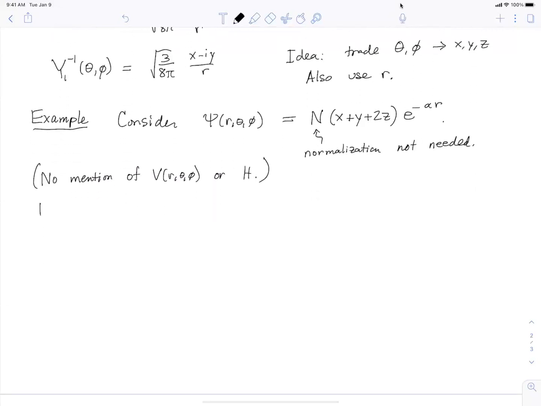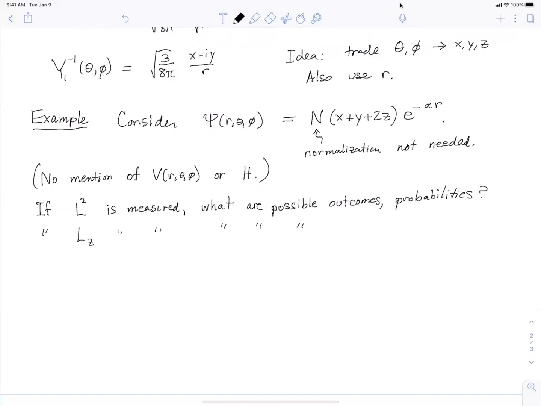The problem is, suppose I measure angular momentum. Let's say I measure L squared. The classic question in quantum mechanics is what are the possible outcomes that I could get by doing that measurement, and what are their probabilities? And then I'm going to answer the same question about the operator L sub z. So that's the example that we're going to do here.